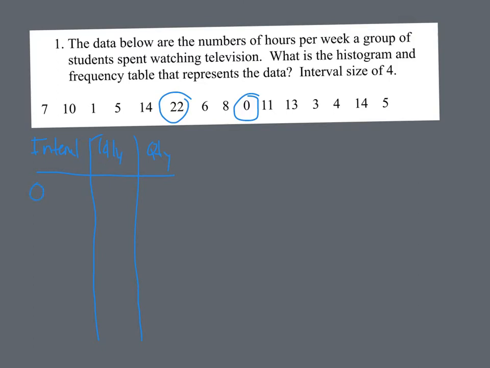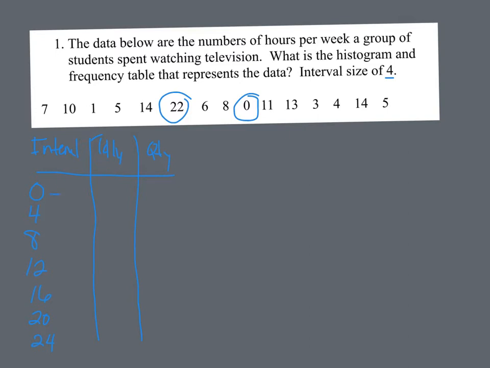Now, you can go lower. Let's say our lowest number was 1. We could start at 0, or you can start at 1. Some people like to start on nice numbers like 0, 5, 10, 15, and so on, but it's really up to you. Now, if my interval size is 4, I'm going to add 4 going down. And I might not need that 24 because my highest number is 22.